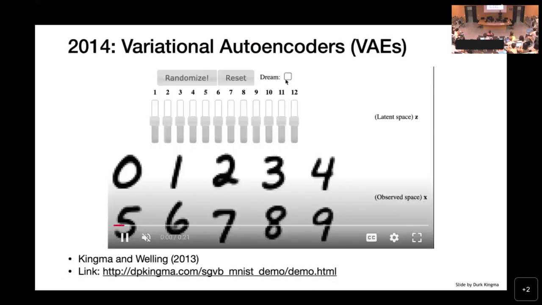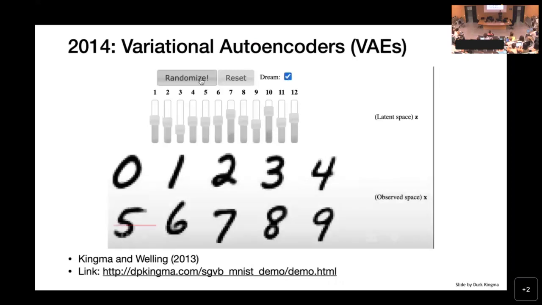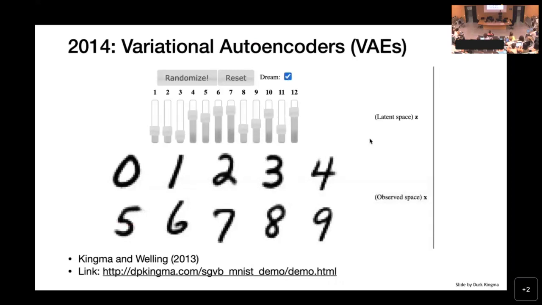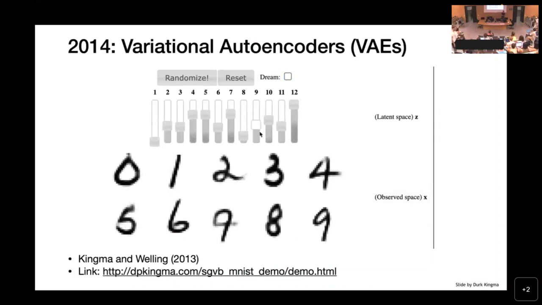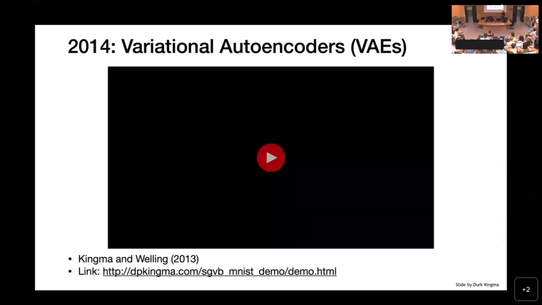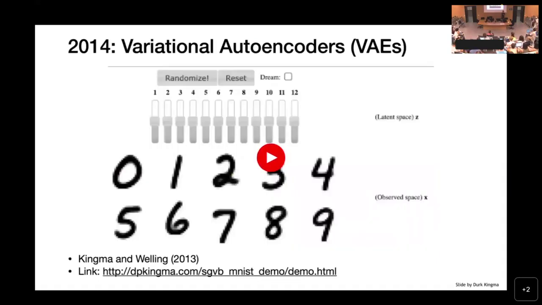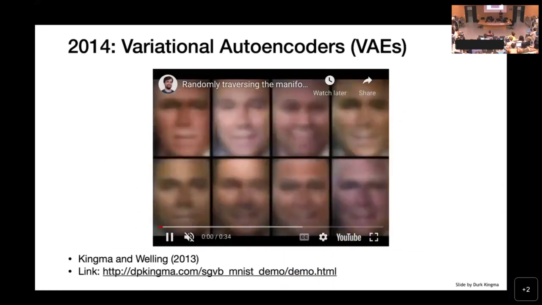So then in 2013, 2014, variational autoencoders were invented. So they instead have a continuous latent space. So in this demo by my colleague Dirk Kingma, he has a 12-dimensional latent space that also generates MNIST. And then you can play with these 12 latent dimensions, and you see the data change as a result. So here we're forcing a smooth relationship between the latents and the output data, which you can then explore by adjusting your latents. You can do the same thing with other data domains.